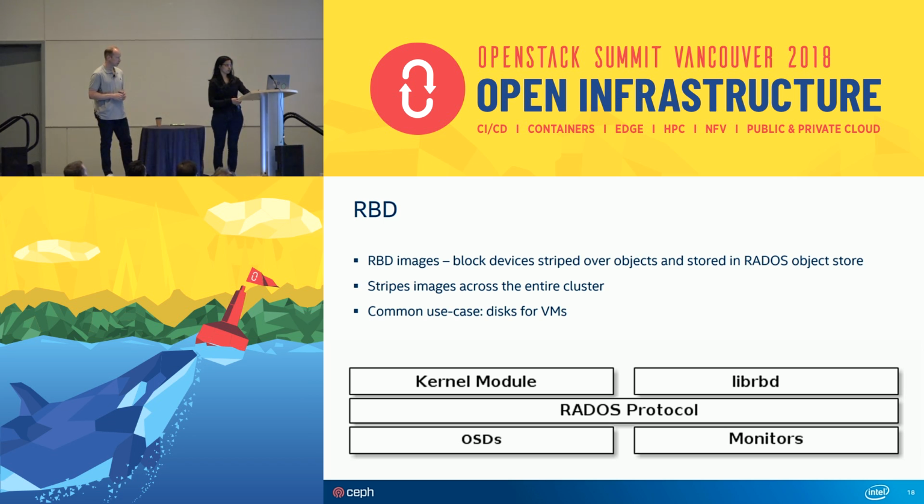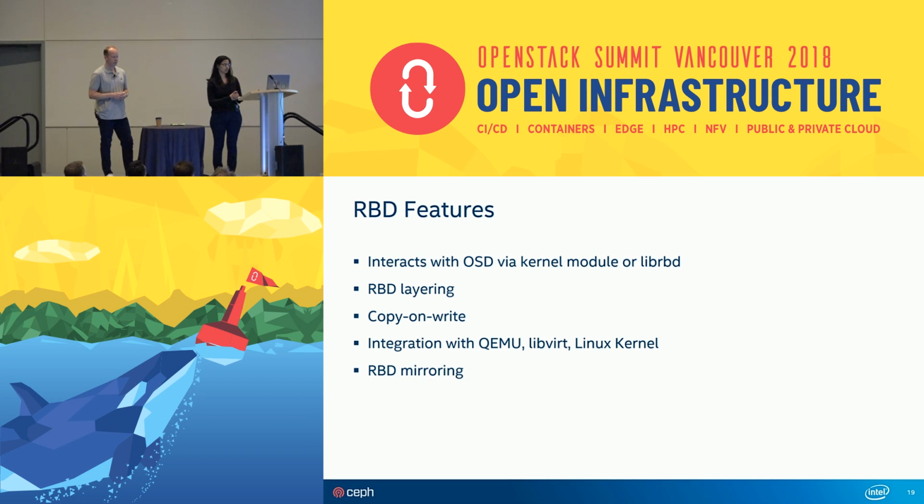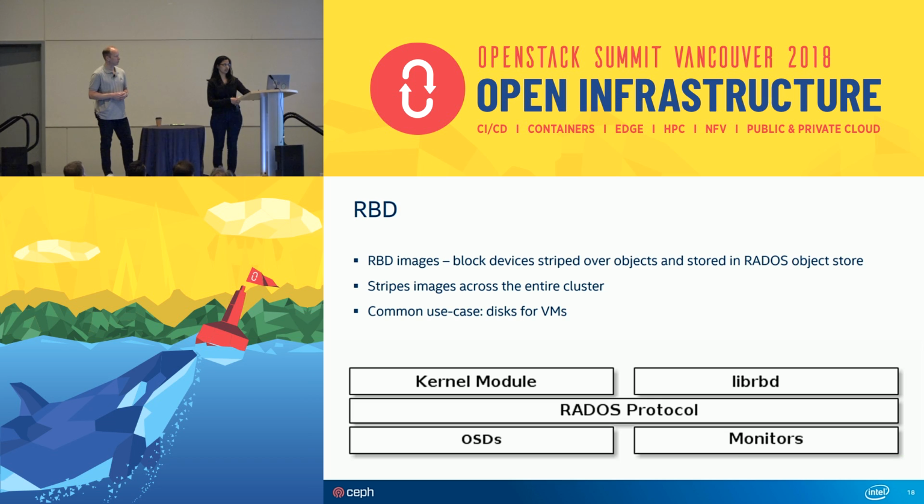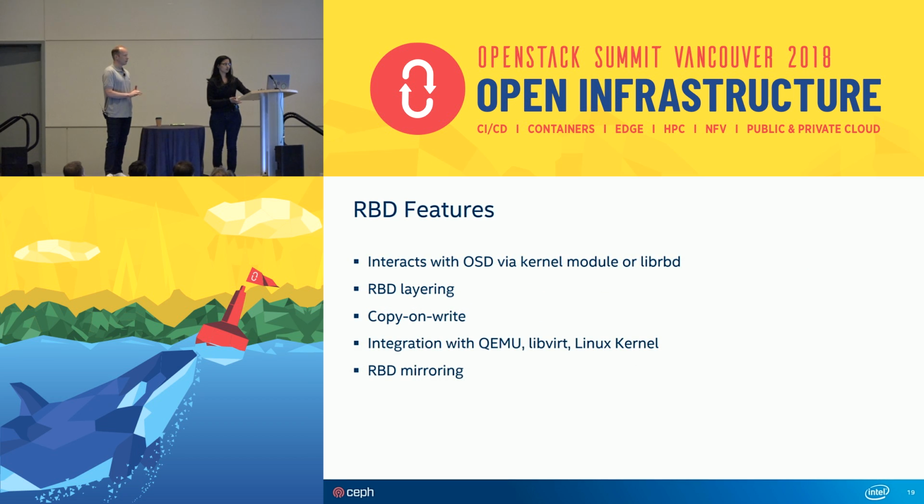So as you can see in the figure, it interacts with RADOS either via kernel module, that is KRBD, or the user space library, that is librbd. The kernel module leverages the page cache, and librbd has its own user space in-memory cache. RBD layering refers to copy on write, which allows for faster image creation, and its snapshots are generally read-only, so it will prevent any accidental writing on the images when snapshots are taken. It has a vast integration with QEMU, libvirt, and the Linux kernel.